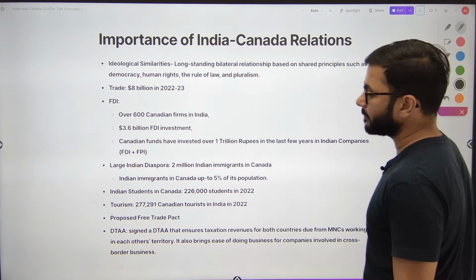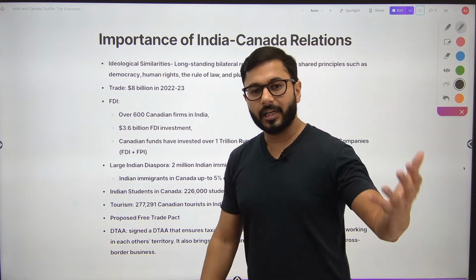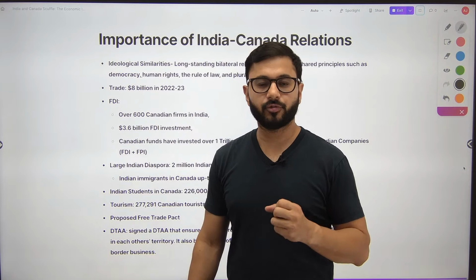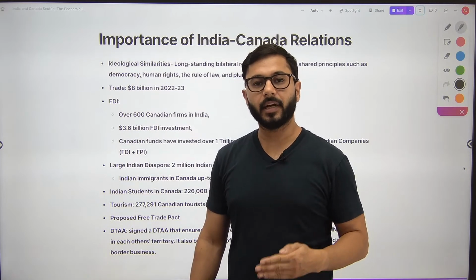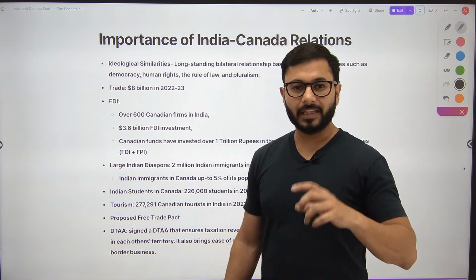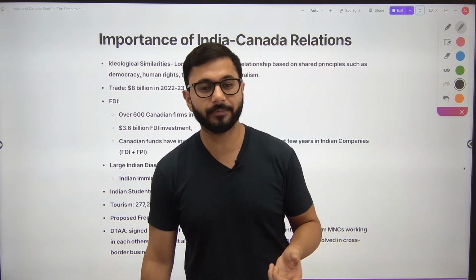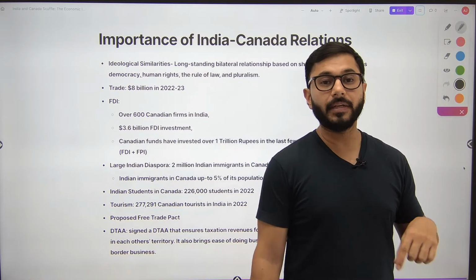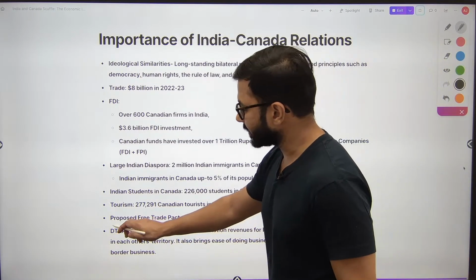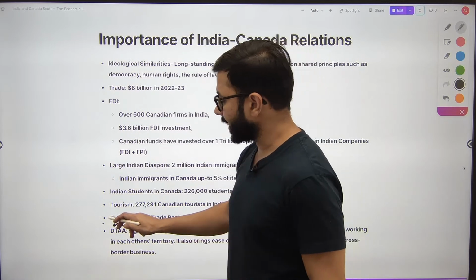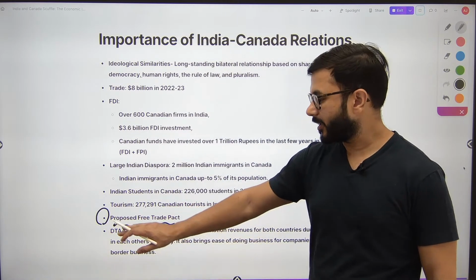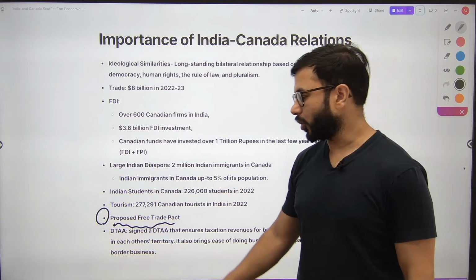This is going to have an economic side also. If people from Canada don't come to India, our tourism industry will suffer. If people from India, students as well as immigrants, are not able to go to Canada, then these people will add to unemployment numbers in India and will be a burden on the Indian economy as well. Okay, there has been a proposed free trade agreement, or free trade pact, that has not been signed yet. So अब तो ये अटक जाएगा. This is going to take a long time.